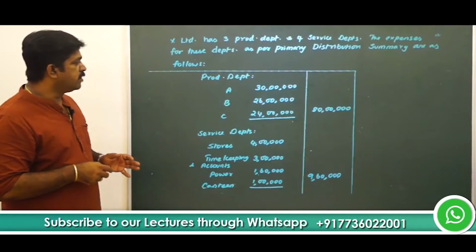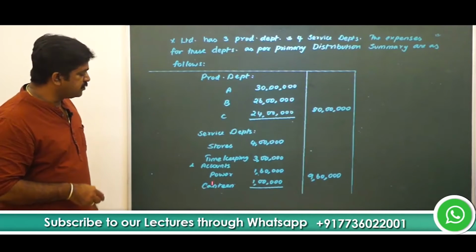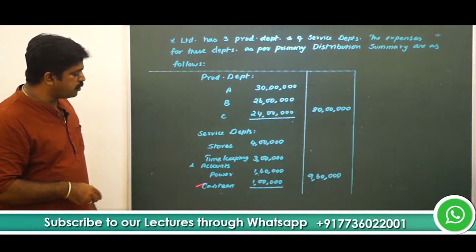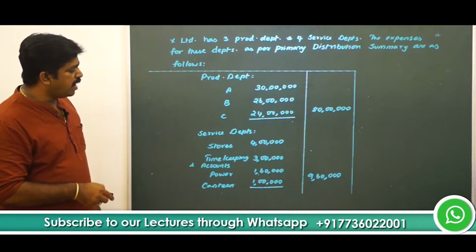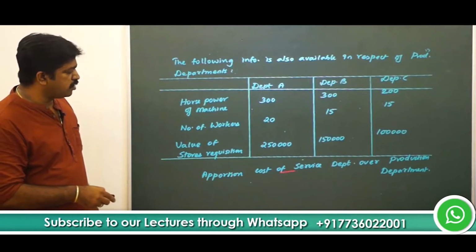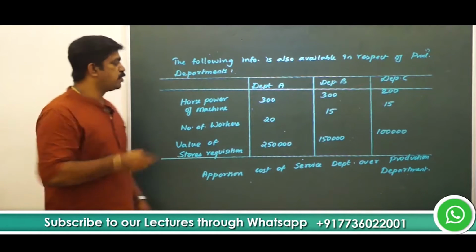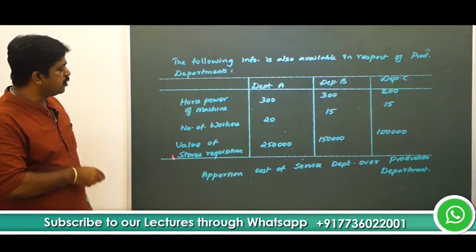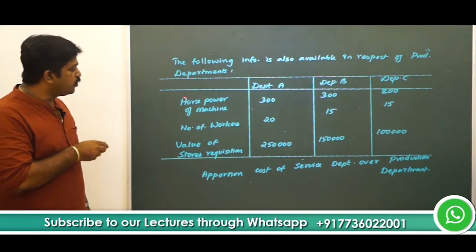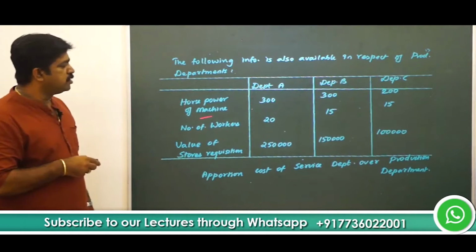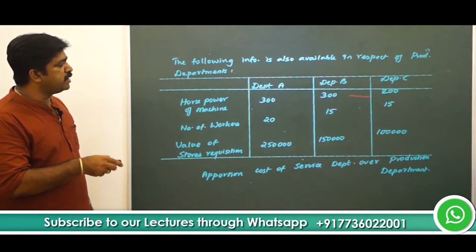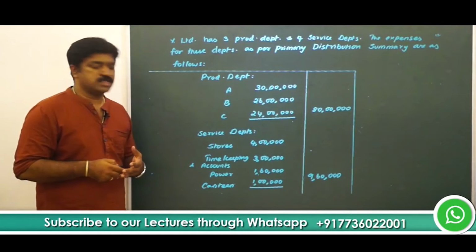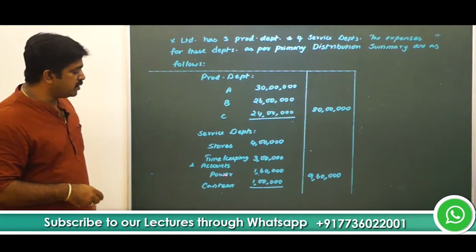So here, the cost of the service departments is with regard to stores, timekeeping and accounts, power and canteen. Now we have to apportion this cost of service departments to these 3 production departments on the basis of this information. Here you are given the horsepower of machine: department A is 300, B 300, C is 200. Where can we relate this horsepower? Horsepower can be related with the power.